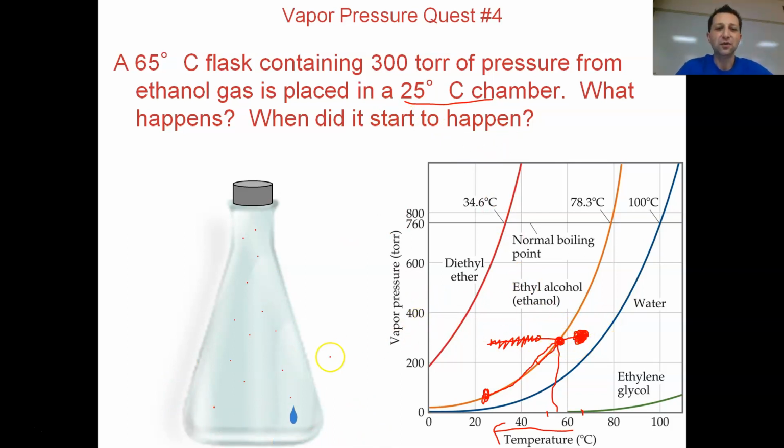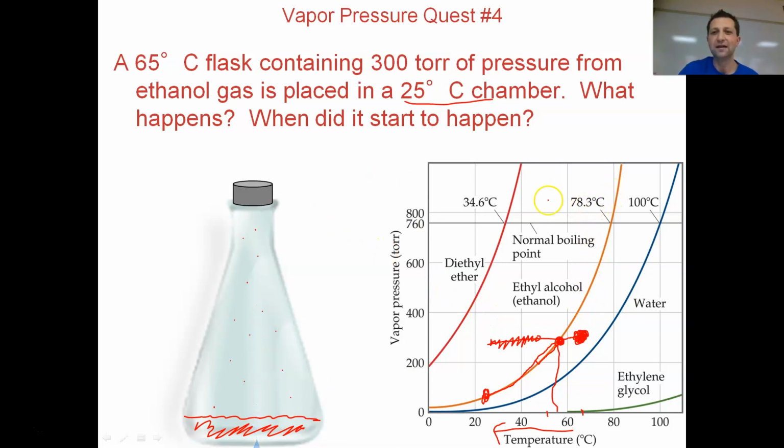So as we cool it, the air in that flask can't hold any more ethanol gas, right? So it has to come out of the air. When it comes out of the air, it goes from gas to a liquid. So we'll actually start to see drops of ethanol form on the flask and then roll down the side and create an actual liquid amount of ethanol here. Okay, so that's what is going to happen for this one.